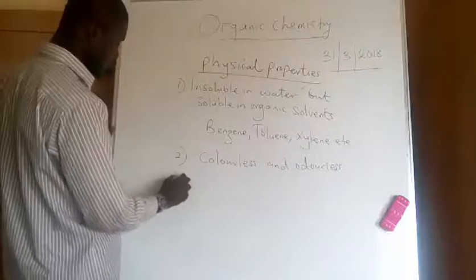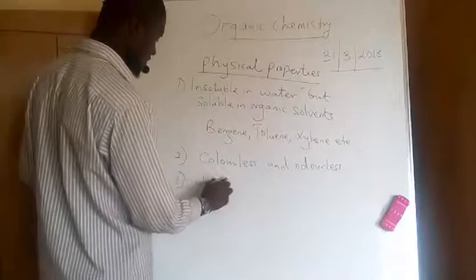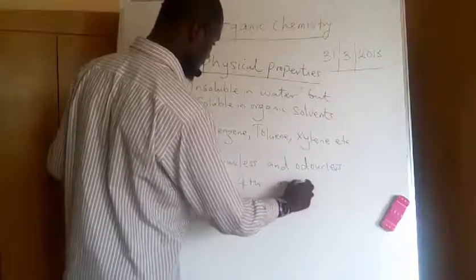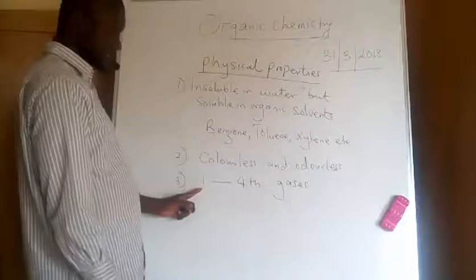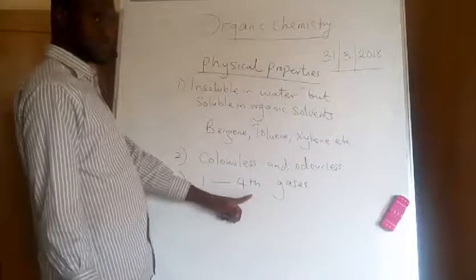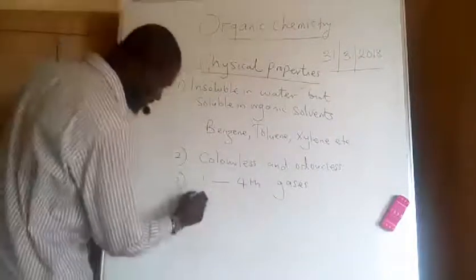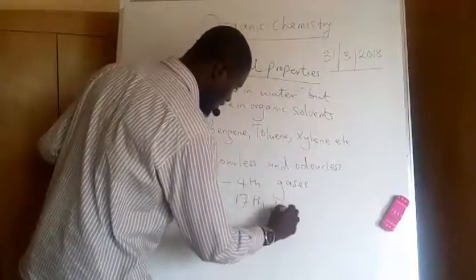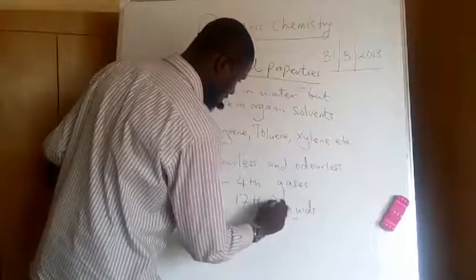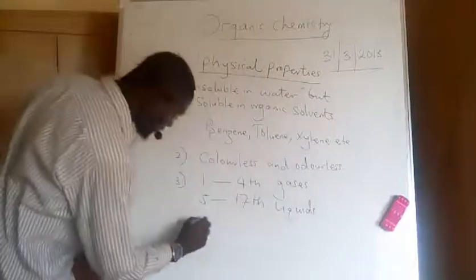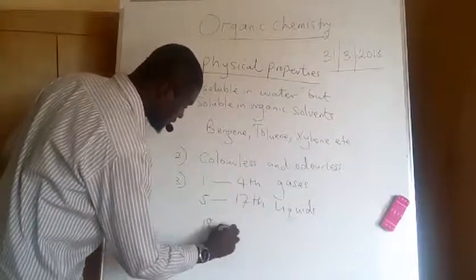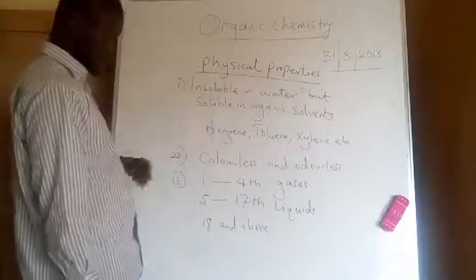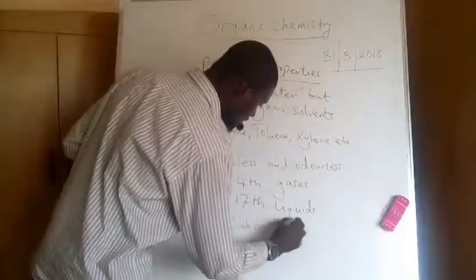Another physical property is from the first member to the fourth member, they are all gases. From methane to butane, all of them are gases. From the fifth member to the 17th member, they are all liquids. Then from 18 and above, the 18th member and higher members are all solids.